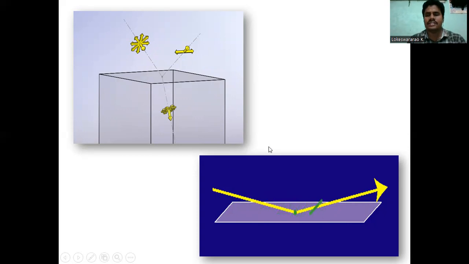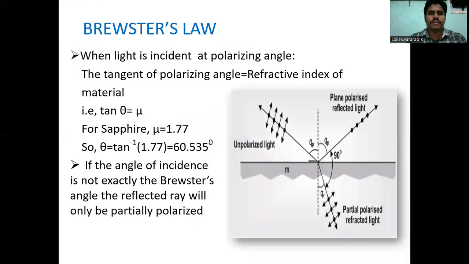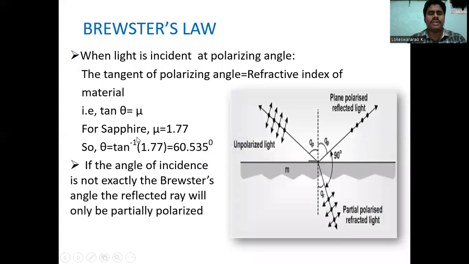This is the entire lecture on polarization, types of polarization and also methods of polarization. This is very useful for BTech students. And Brewster's law. Brewster's law is mainly useful to find out the refractive index of any medium. Here tan theta equal to mu is the equation of Brewster's law.